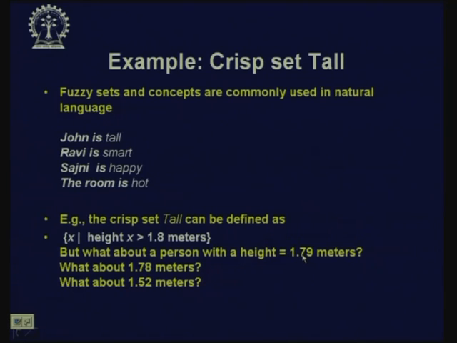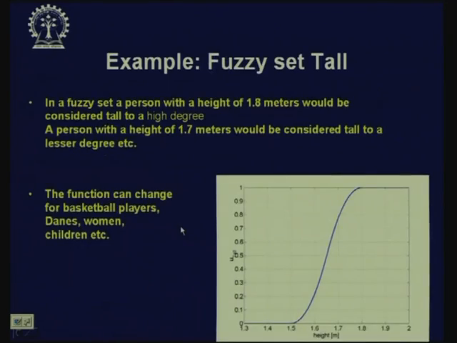We should consider that to be also tall, but certainly 1.78 should therefore also be tall. But then how would I distinguish between somebody who is 1.8 and somebody who is 1.78? The crisp set notion does not allow us to do that. On the other hand, let us look at this.